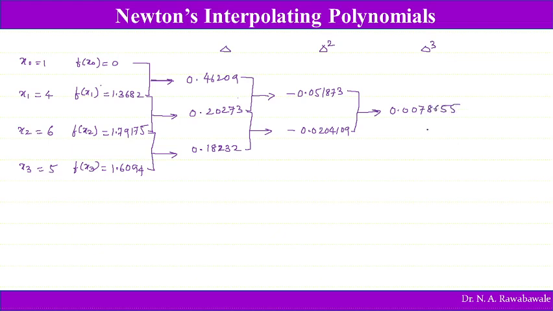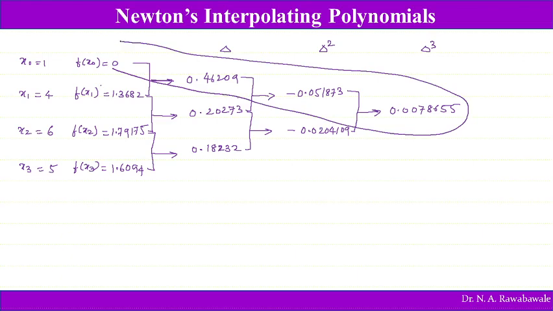So this is how this data is written, and for taking it into the equations, we have taken this set. We started from this and took these upper points, so this is known as the forward divided difference formula. We have taken 0.46209, then minus 0.05, then 0.0078655.